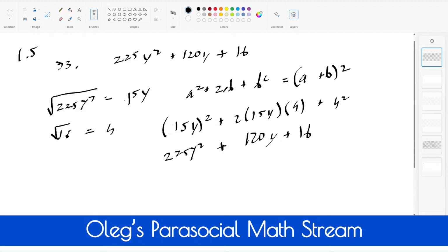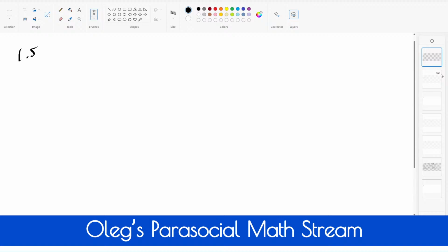So we know what our a is. A is equal to 15y, and b is equal to 4. So let's just write the answer, 15y plus 4 squared. All right, let's check that. 33. 51, yep, that's the one. All right, keep going.